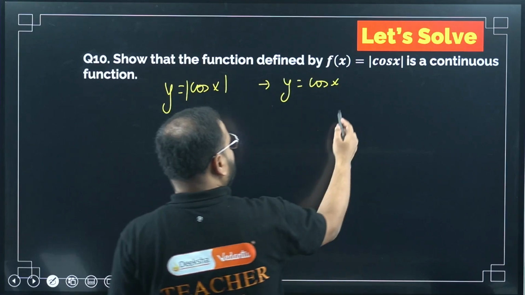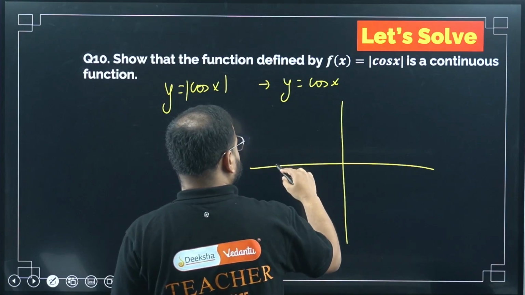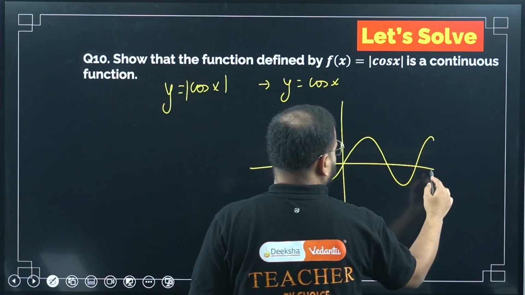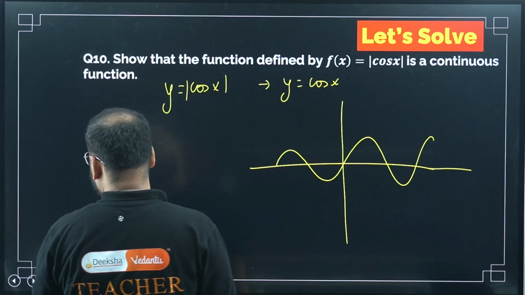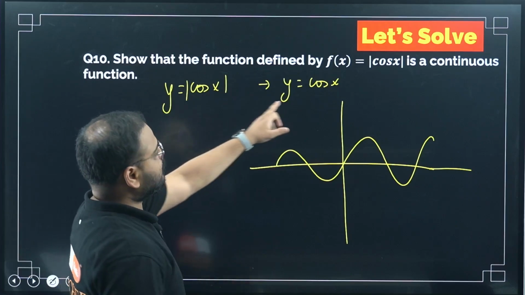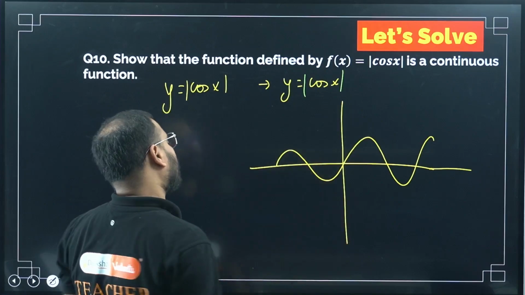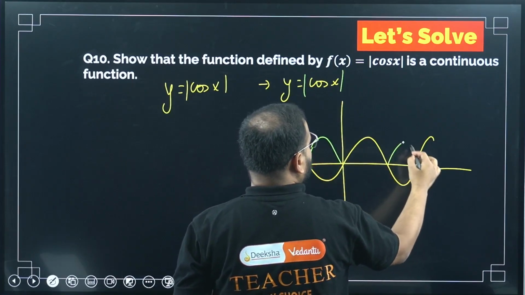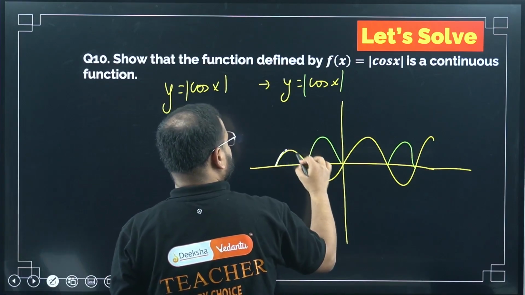So let's check. Cos x will look like this. Yes or no? Yes. And what are they saying? Modulus of this. Modulus means what? All the negative part will go on the positive side. So this is it. Okay. This is your curve. So what is my final answer? Please check here. This is my final answer.